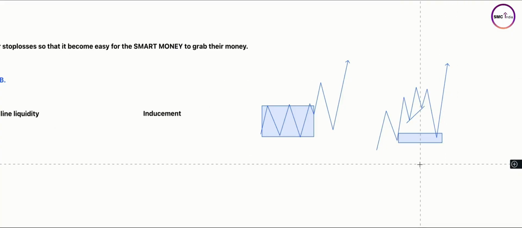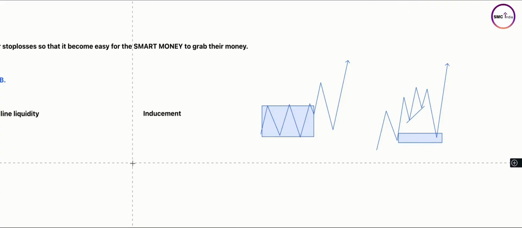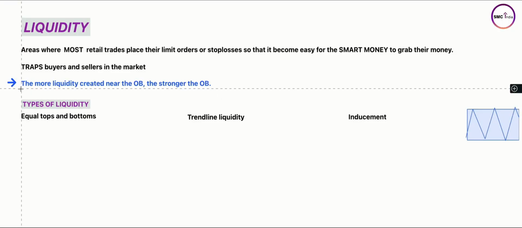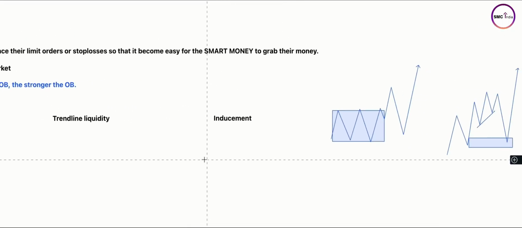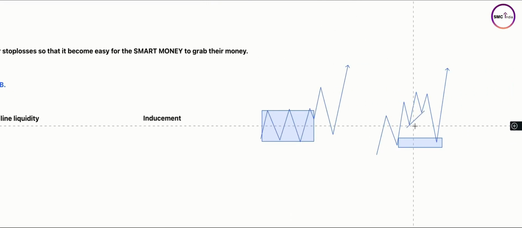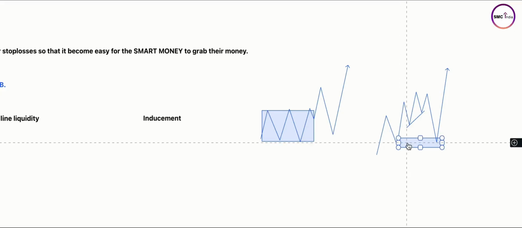So in this video I'm going to cover liquidity and how it helps in marking profit levels and how it helps smart money traders to identify the order blocks and target the order blocks. There is a very important point: the more liquidity created near the order block, the stronger the order block is. So when you see this order block and more liquidity is created near it, the stronger the order block is.